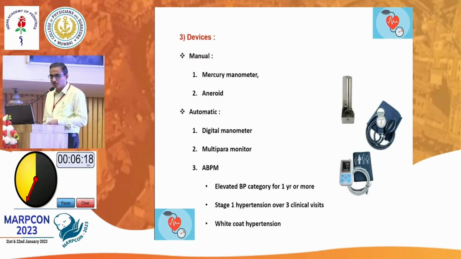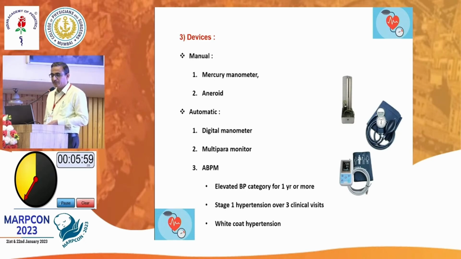What are the different devices which one can use? These are either manual or automatic. In manual we have the standard mercury manometer, and second one aneroid, where mercury is not used for the measurement. And in automatic devices we have digital manometer, multiparameter monitors, and ambulatory blood pressure monitoring devices. These automatic devices are very useful in NICU and POC setup.